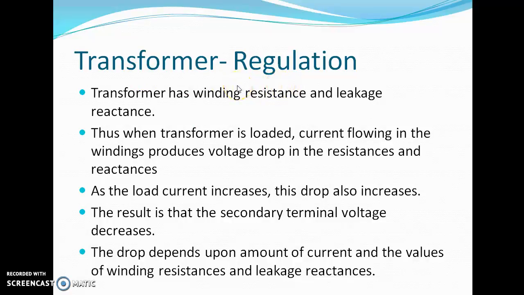Now let's discuss the regulation. What is meant by regulation? The transformer winding has resistance and leakage reactance. When the transformer is loaded, current flows through this resistance and reactance. As the load current increases, this drop in the resistance and reactance also increases. This results in decrease in secondary terminal voltage. This drop depends upon the amount of current and the value of winding resistances and leakage reactances.